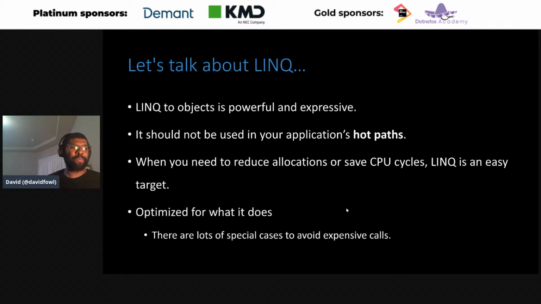So LINQ to Objects is super powerful and expressive. And you should definitely use it in your code. It's very nice to use, but you shouldn't use it in hot paths, right? Hot paths are the key point here. Do not use LINQ in hot paths, right? In the framework, we tend to not use LINQ in a lot of places because we're trying to reduce startup as well. So we may even go as far as to remove LINQ from our startup path because we're trying to make that super fast. But in general, you can use LINQ just fine. But if it's in the hot path, it's an easy target for things to remove from the code base.